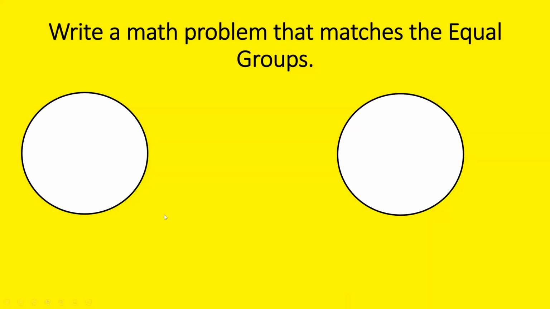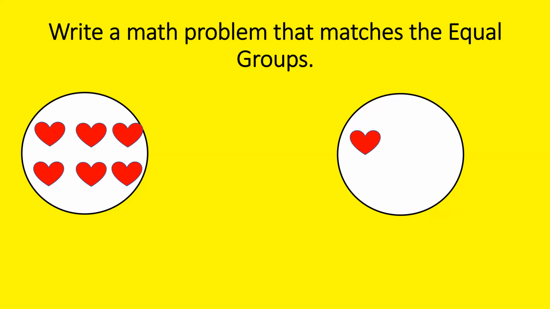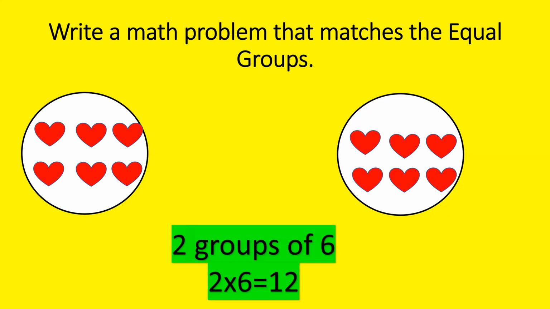We're going to do another one together. So this time we have 2 groups, because we have 2 circles. Let's see how many hearts we're going to put into our circle. 1, 2, 3, 4, 5, 6. We have 2 groups of 6, or 2 times 6.